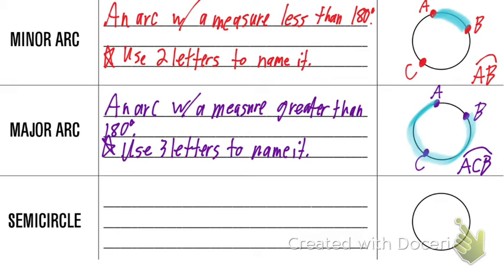Because notice, I start at A, I go through C, and back to B. So if I see 2 letters, I assume it's the shortest path possible between those 2 points. Whereas here, I go through C. It's specified I have to go through C, okay?